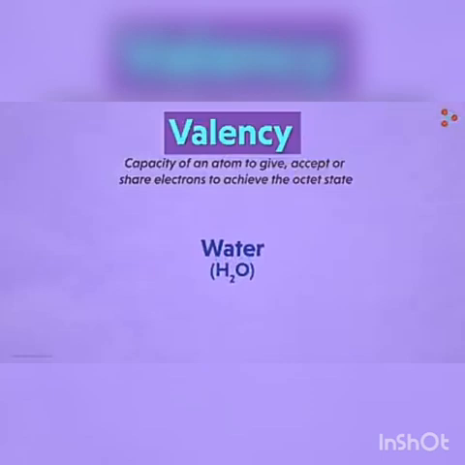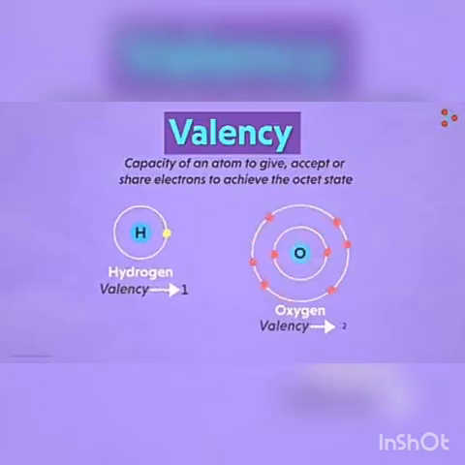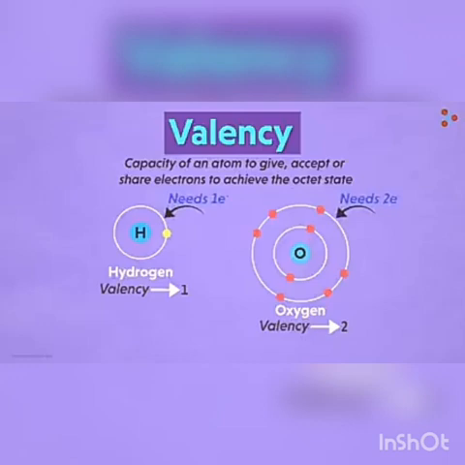Just take the simple example of a water molecule. We have seen that the valency of hydrogen is 1 while that of oxygen is 2. Here, hydrogen needs 1 electron while oxygen needs 2 electrons. Both need electrons. So how do the atoms combine in this case? How will the bond formation take place then?